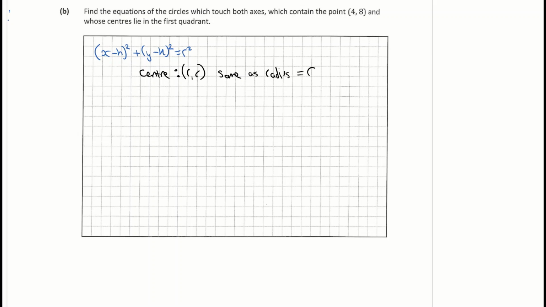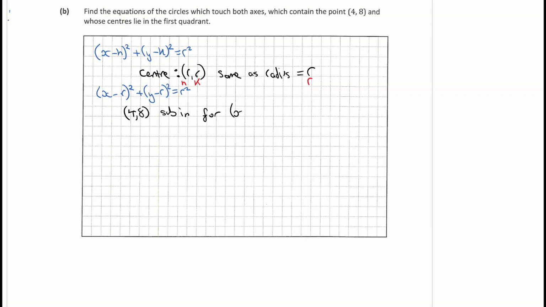So what does that mean? So let's fill in my radius. My radius is r and my center point is h, k, and r is my radius. So filling that in, I get x minus h, which is x minus r to be squared, plus y minus r to be squared equals r squared. Simple as that. I'm just subbing in r as my center point. It then tells us that the point 4, 8 sits on the circle. And if the point sits on a circle or on a curve, I can basically sub that in.